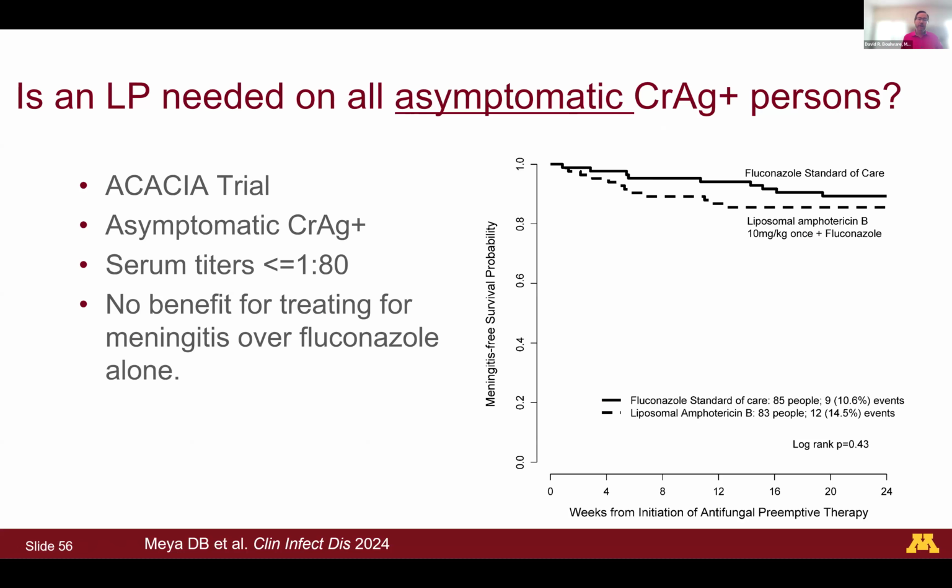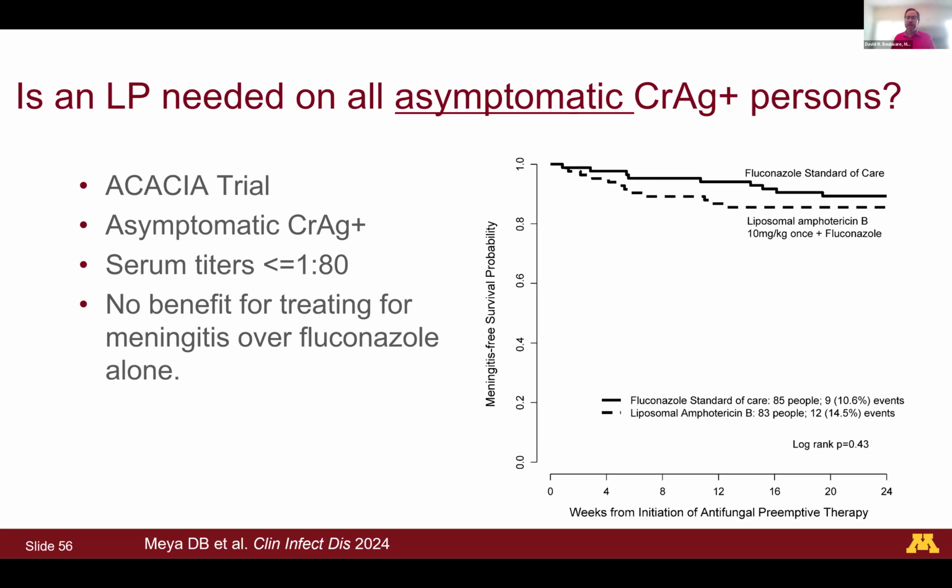And so do you need to do an LP on everyone? That's a great question. This was published just recently last month in the ACACIA trial that's ongoing in Uganda, led by colleagues of mine, Radha Rajasingham and David Meya, among asymptomatic people who are cryptococcal antigen positive in blood with low titers. They did titers and they were less than or equal to 1 in 80. There was no benefit for treating for meningitis over just giving fluconazole alone.